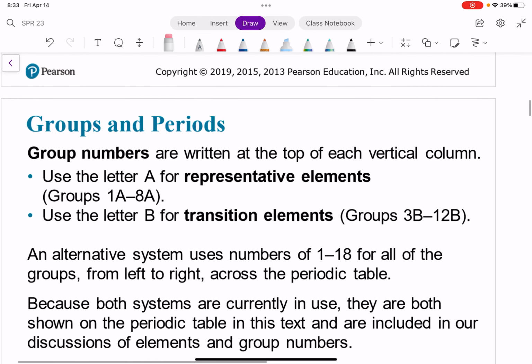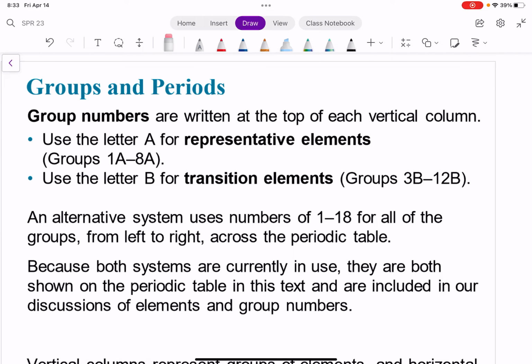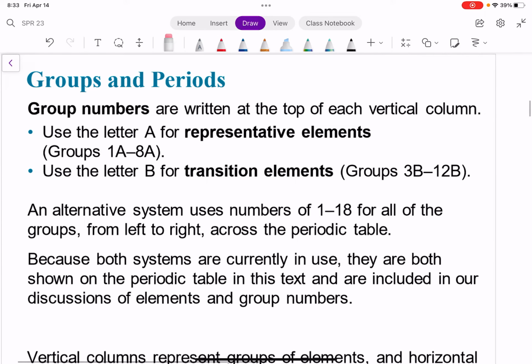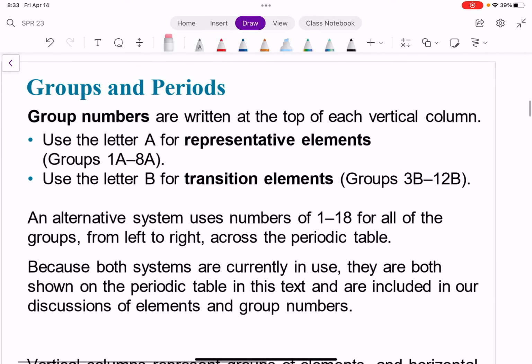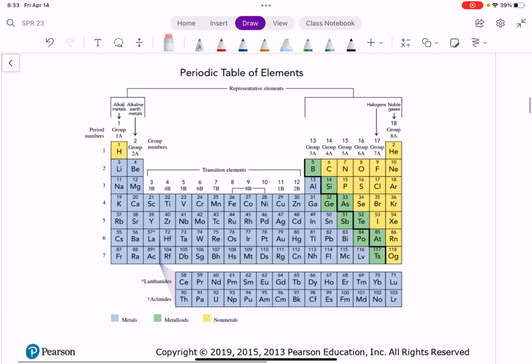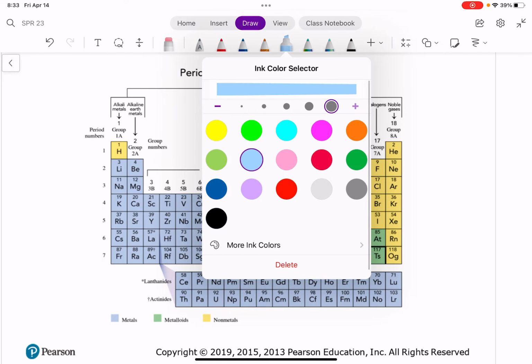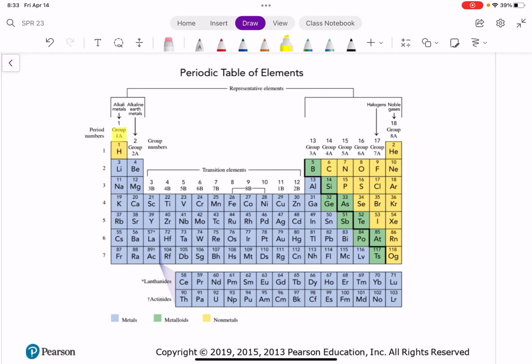Okay, so groups are up and down, periods are left to right. Now we're at that weird group numbering system. Group numbers are written at the top of each vertical column. Scrolling back up here, you'll see these numbers at the top of the columns, and you'll even see these two actually.